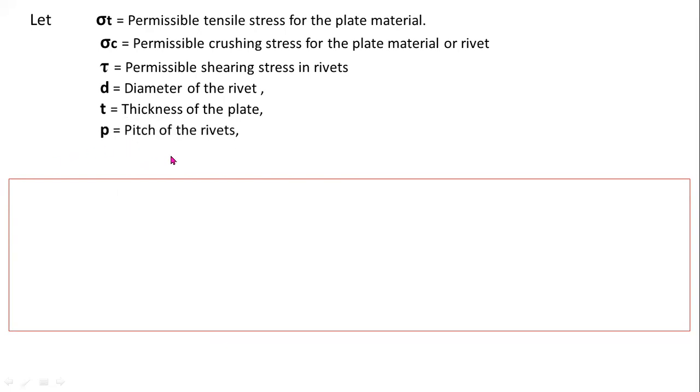P is the pitch of the rivets. M is the margin. The distance between the center of the rivet and the nearest edge of the plate is called margin. The margin value is 1.5 times the diameter of the rivet. It is a standard value. Pitch is the distance between two successive rivets. The distance between the centers of two successive rivets is called pitch.